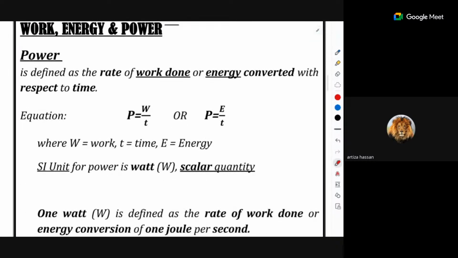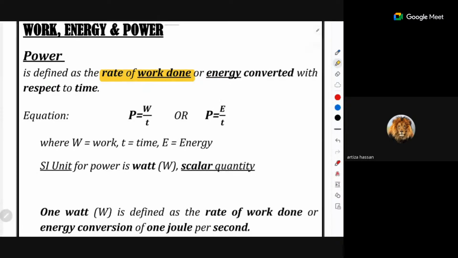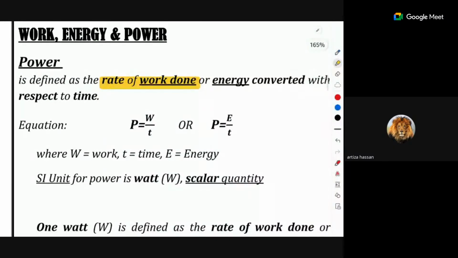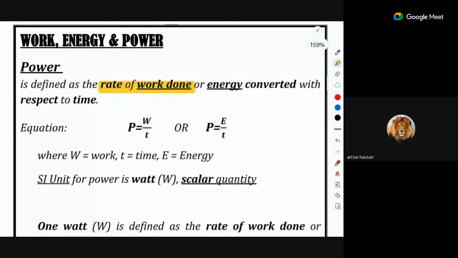So right after that, I'm just talking about today's topic. That is power. So actually power is nothing but the rate of doing work. You can write till this point. Rate of work done, or you can simply say that power is actually the energy converted with respect to time, a rate of conversion of energy. And its formula is either work done divided by time, or energy divided by time. Okay?